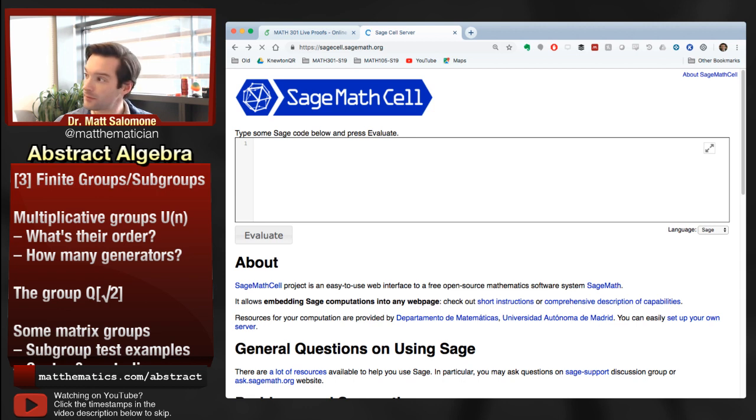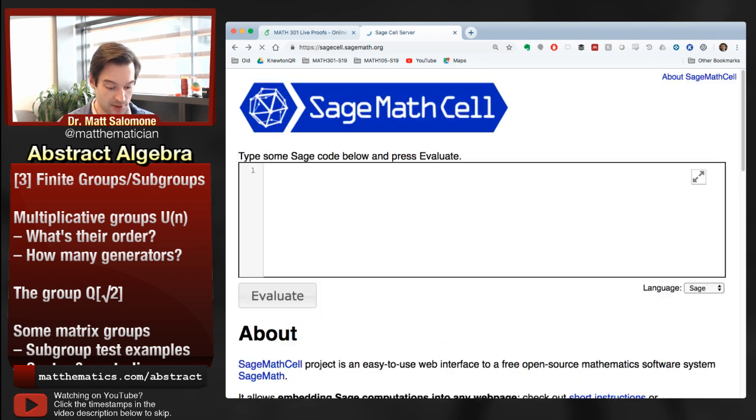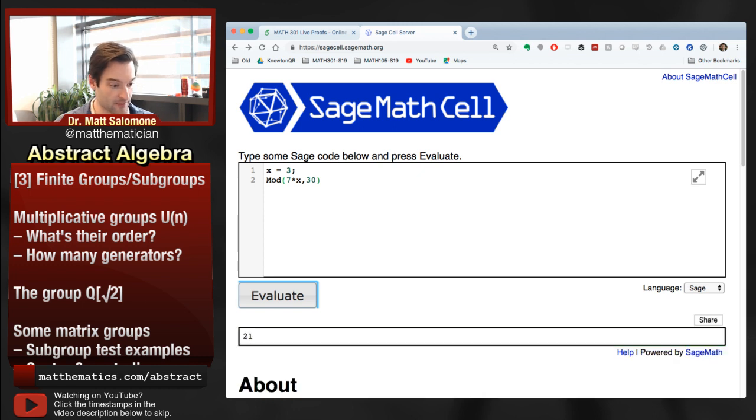All right, so what I want to do is I just want to try some things. So let's say we take x equal to 3, and then I want to know what is 7x modulo 30. So 7x mod 30 when x is 3 is 21. Right, so that's clearly not going to do it. So I want to try some different values.